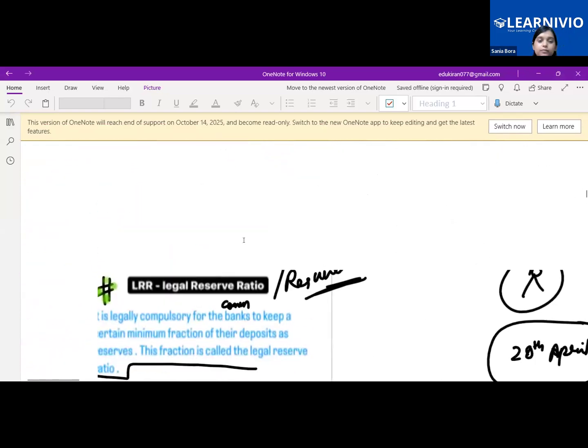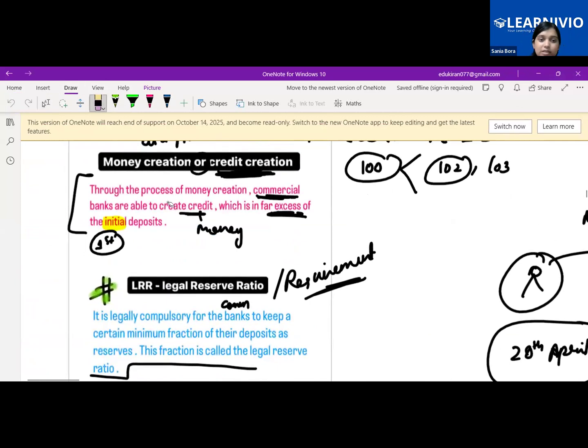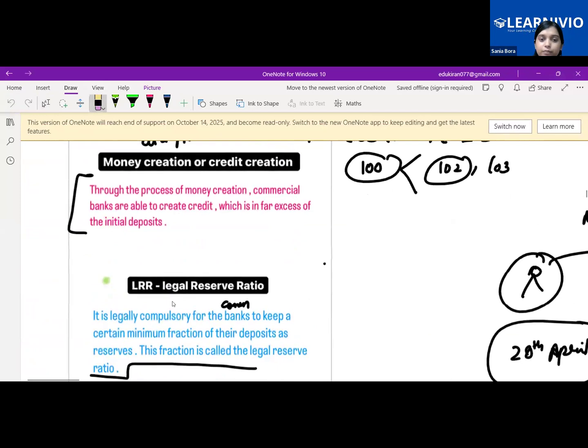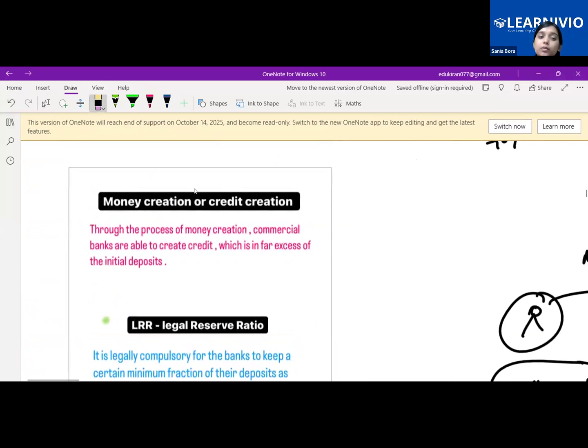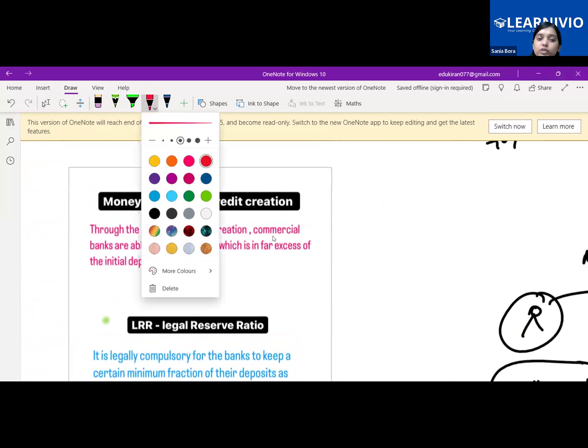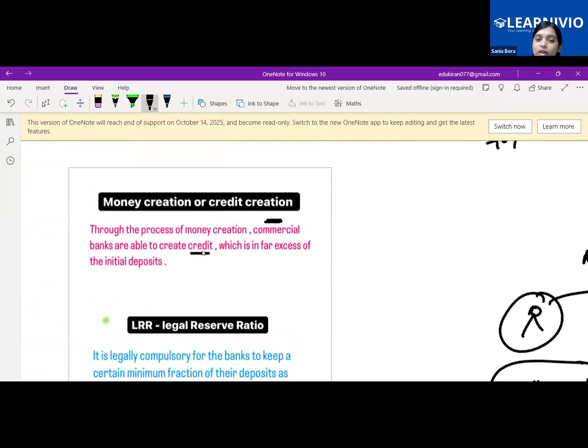In the previous class, we learned what money creation is. If somebody asks you in one line what money creation is, you will say it is the process through which the commercial bank is able to create credit which is far in excess of the initial deposit. Let's say if your initial deposit is 1000 rupees, the money you create will be more than the initial deposit. That is called money creation.